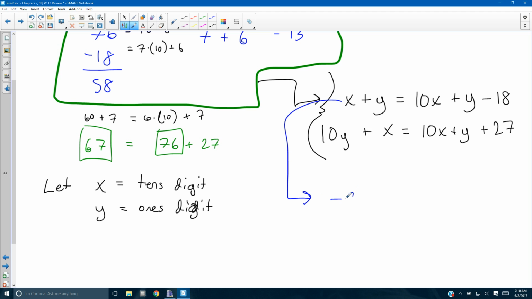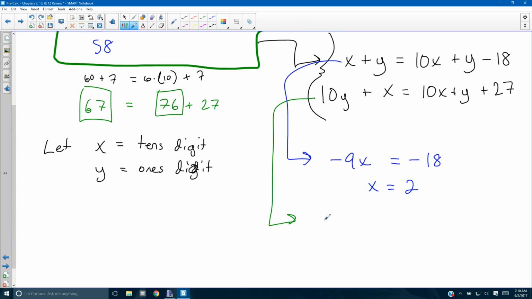I'll get negative 9x equals negative 18. Look, the y's actually canceled. So look, even with this, I'm going to solve for x pretty quickly. Divide by negative 9, I get x equals 2. That's awesome. I've already kind of got this thing set up in a way that's going to help me out. So the tens digit is 2.